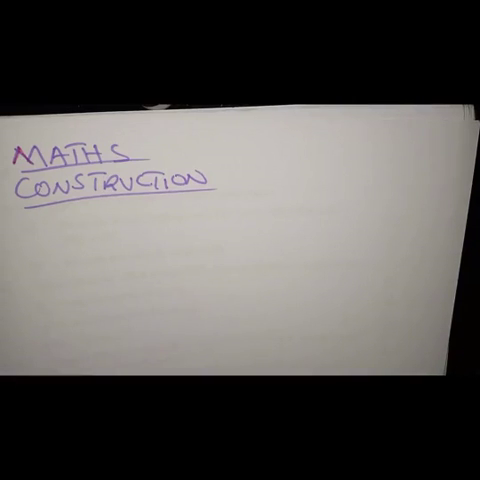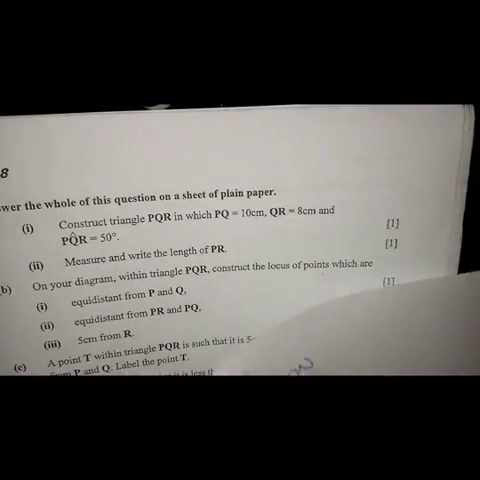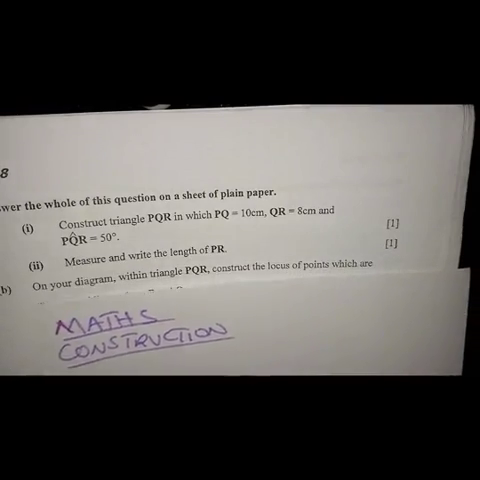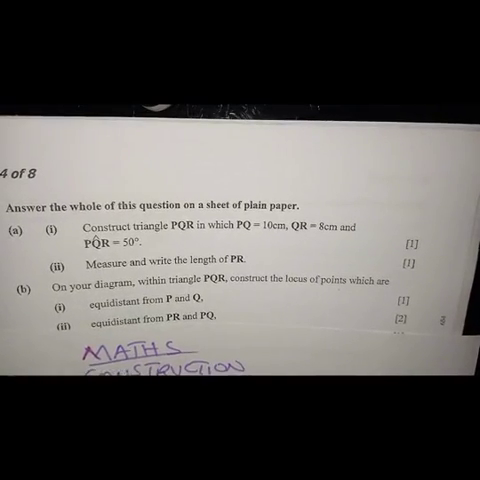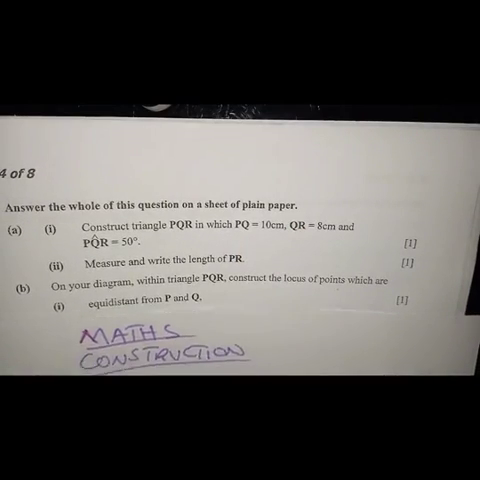So this is construction in mathematics. So this is 2018 paper 2 section A. Answer the whole of this question on a sheet of plain paper. So this is a plain paper.